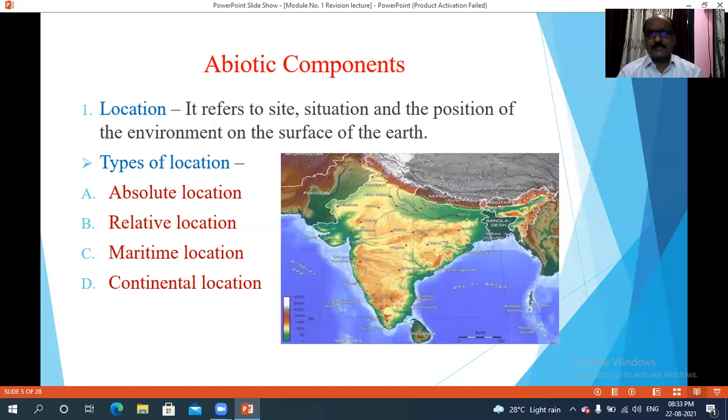When we take the example of countries, India's location is maritime, and Nepal's location is continental. Is it clear, dear students?